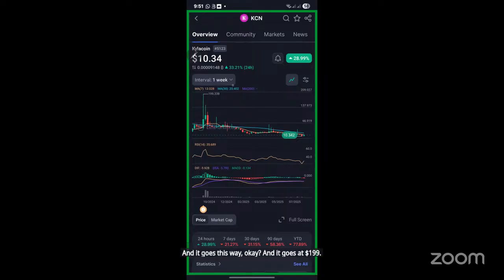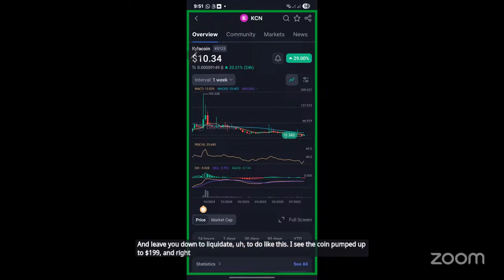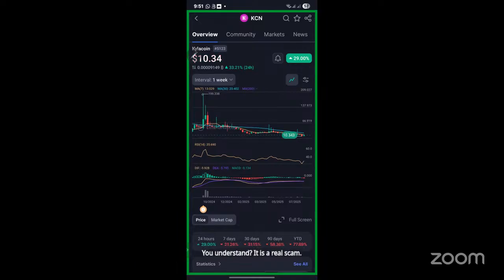But the problem with this coin is once it is pumped to 199, the person that has pumped will take profit and leave you down to liquidate. I see the coin pumped up to 199, and right now it is at $10. This is a real scam. You understand? So one coin pumps to 199, and at the same time, the same coin goes to $10. That is too much.